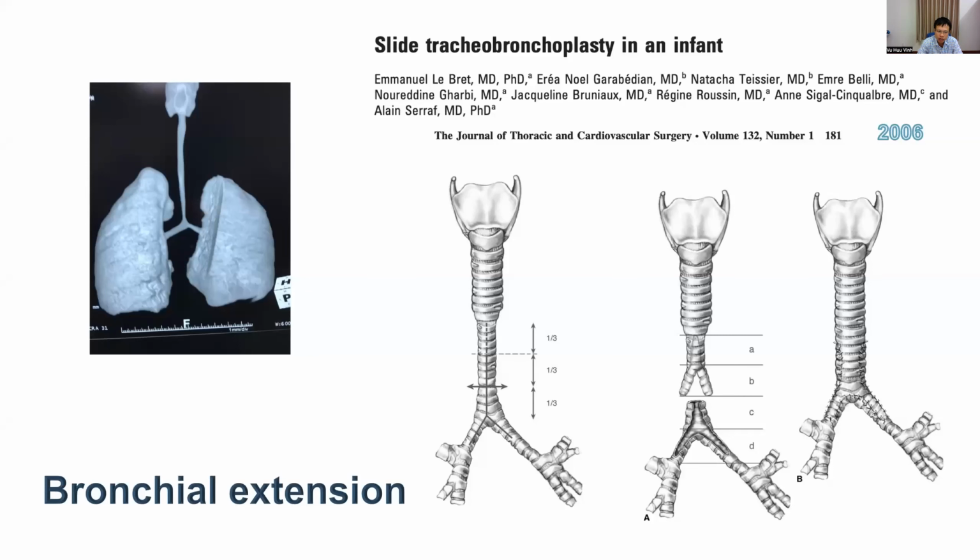Sometimes the stenotic part extends to the bronchi, and we call it bronchial extension. In this case, we need some extension repair. But we don't follow that technique in this paper. We just do a very simple one. We just make a vertical incision to the two bronchi and slide there. And that worked very well.